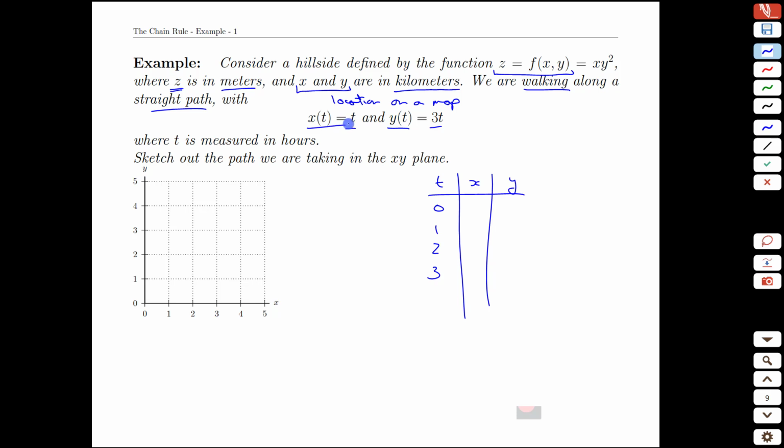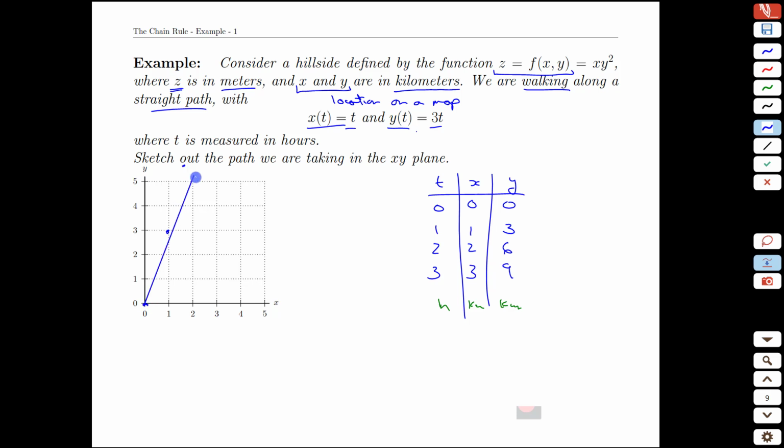And if x is equal to t, x is 0, 1, 2, 3, nothing exciting happening there, except this would be hours and this would be kilometers in location on the map. And similarly for the y values, it's 3 times t, so we go back to the t, and we compute our y value, which would be 0 to start with, and then 1 gives us 3, 2 times 3 is 6, 3 times 3 is 9, again thinking of this in hours, and these are kilometers and kilometers, and we can plot that on our graph here, like so.